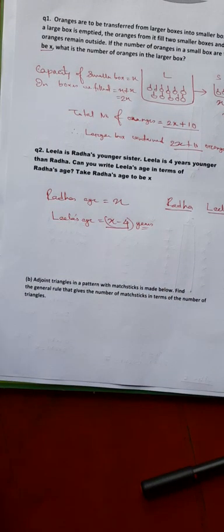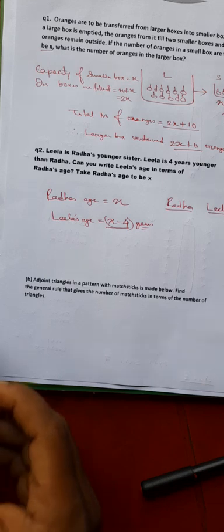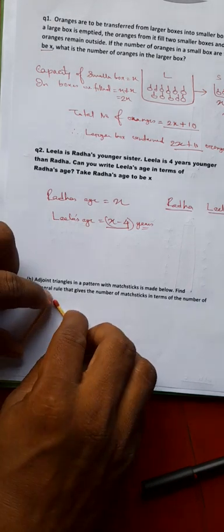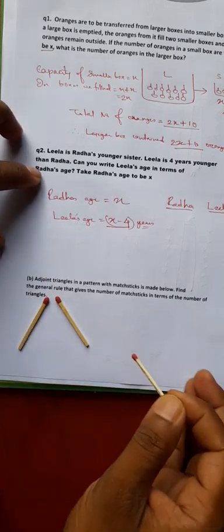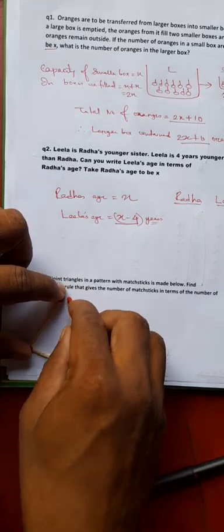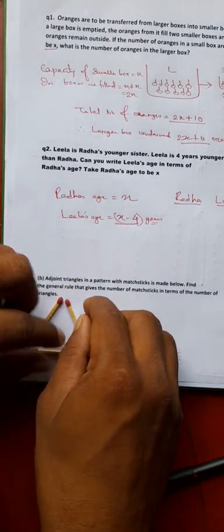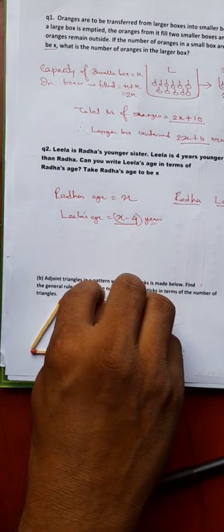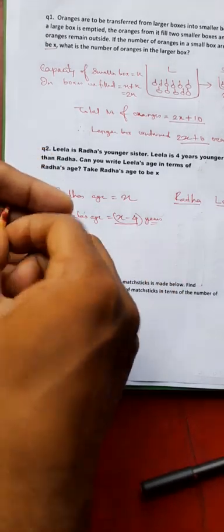Now we will discuss one more problem of the CBSE book. This we will try to find from triangles made with matchsticks. Let's try to form a triangle with matchsticks. So you need 3 sticks to form a triangle, right? Now we actually try to form joined triangles. Means we'll be joining triangles like this.